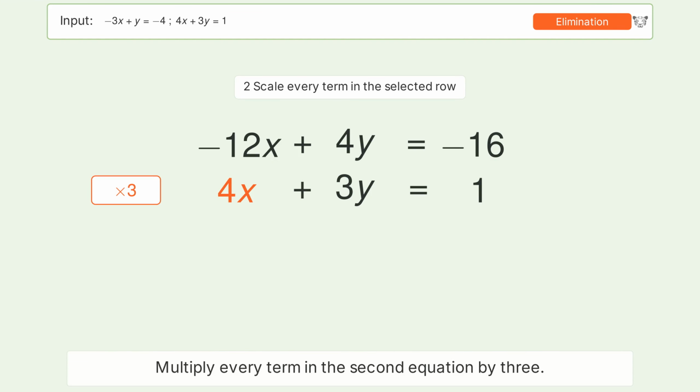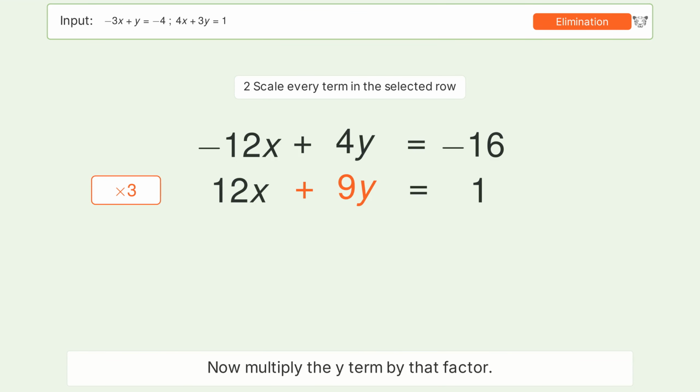Multiply every term in the second equation by 3. Multiply the x term by the same factor. Now multiply the y term by that factor. Finally, multiply the right side too.